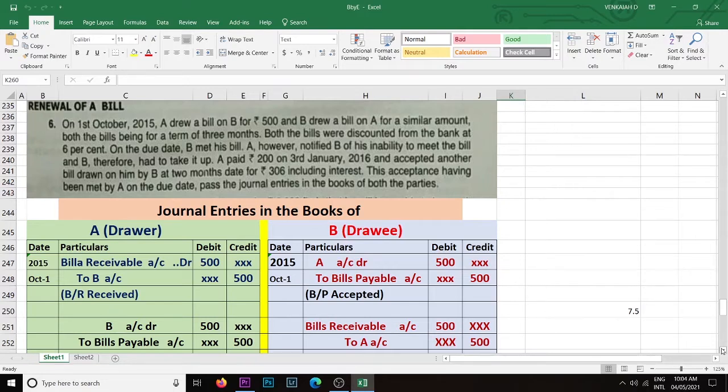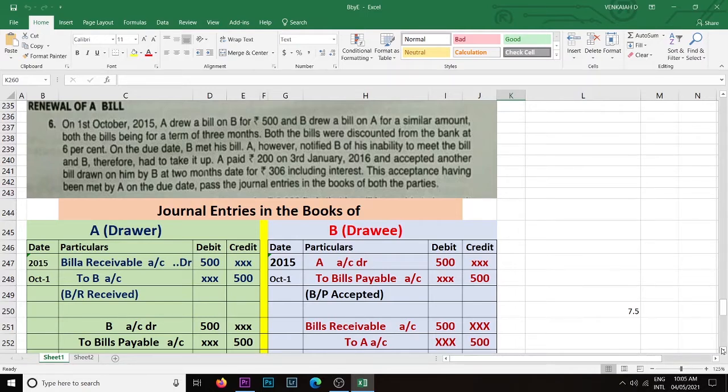B met his bill in the sense B paid the bill amount, which was accepted by A and drawn by B. A, however, notified B of his inability to meet the bill and B therefore had to take it up. So A told that I am unable to pay this amount on the due date, so the bill will be dissolved, okay? So A paid rupees 200 on 3rd January 2016 and accepted another bill drawn on him at 2 months date for 306. Total amount is 500. So he paid how much amount? 200 part payment. For the remaining 300 plus 6 rupees interest, he accepted the new bill.